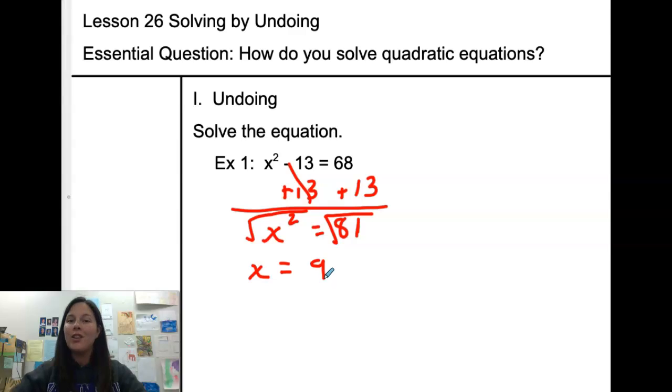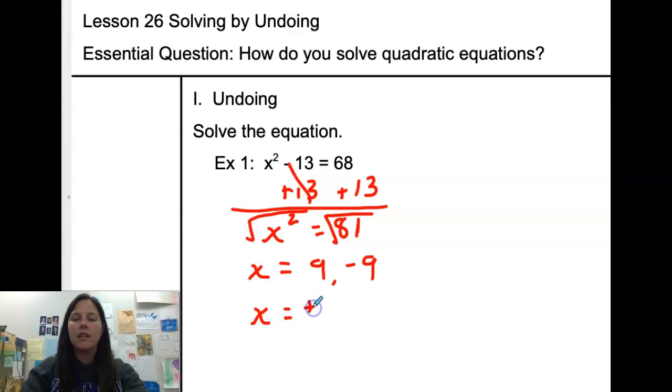But there's another answer as well, because when we take negative 9 times negative 9, we also get a positive 81. So we get two answers for our quadratic equations, just like we saw yesterday when we were factoring. There is a shortcut to write this. There is a symbol that you can use. It's a plus or minus symbol, which means exactly what it says, positive 9 or negative 9.